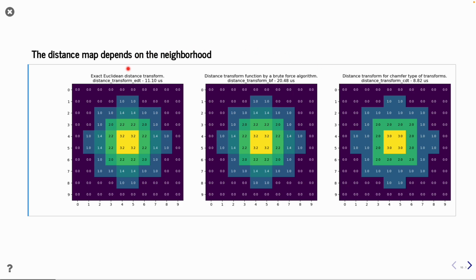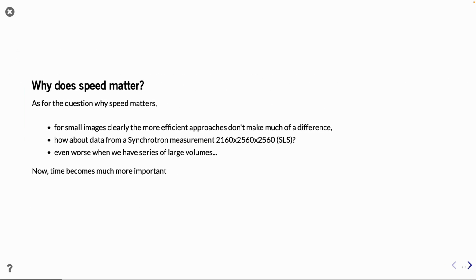And the important thing to look at here is the execution time, that this one took 11 microseconds, this one took 20 microseconds, and that one took 8.8 microseconds. And why the speed matters is the question. So on the microsecond scale, you don't care. But if you have a large, even 3-dimensional data set, then you start really to care, because then it really takes time.